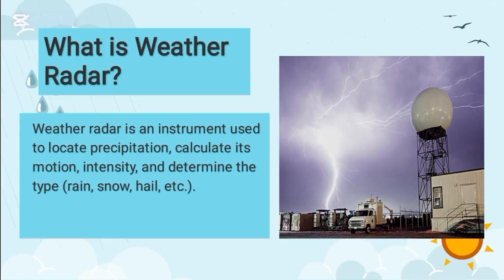And so, ano nga ba ang weather radar? So, what is weather radar? Weather radar is an instrument used to locate precipitation, calculate its motion, intensity, and determine the type of rain, snow, hail, etc. So weather radar sends out a pulse of electromagnetic energy into the atmosphere. If the pulse of energy interacts with something in the environment, it will reflect energy back to the weather radar and we can sense it.